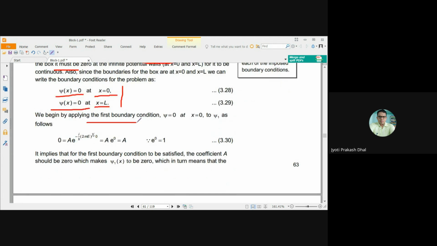So we will apply the first boundary condition: the wave function will become 0 when the position x equals 0. So when x equals 0, psi 1 will also become 0, and hence putting the first boundary condition into psi 1, we can write 0 equals A into e to the power minus i by h cross square root of 2mE into 0. So that is A into e to the power 0, that is equal to capital A, because e to the power 0 equals 1.